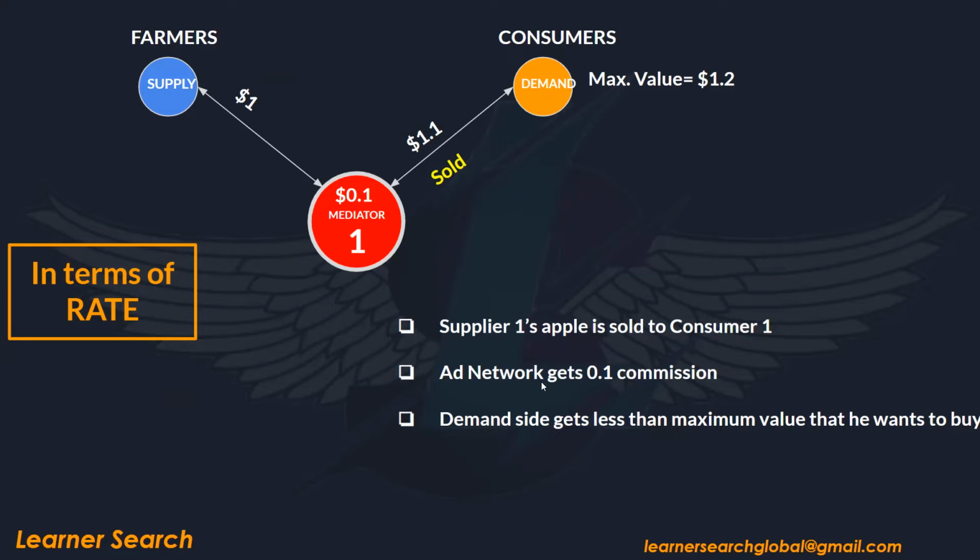So in this process, the ad network gets 0.1 commission. The demand side gets it for less than the maximum value that he wants to buy. So on the demand side, whatever they fixed for how much they want to purchase, they're getting for less than what they're actually willing to pay. So definitely the product gets sold.